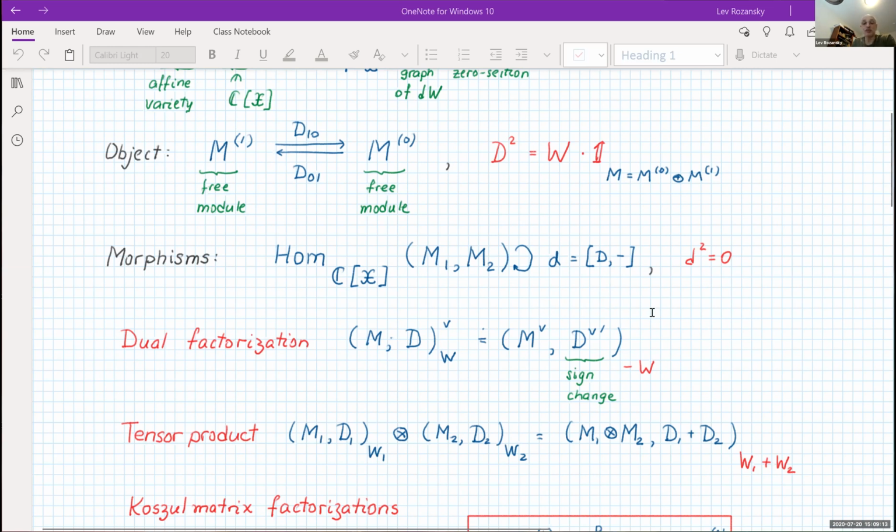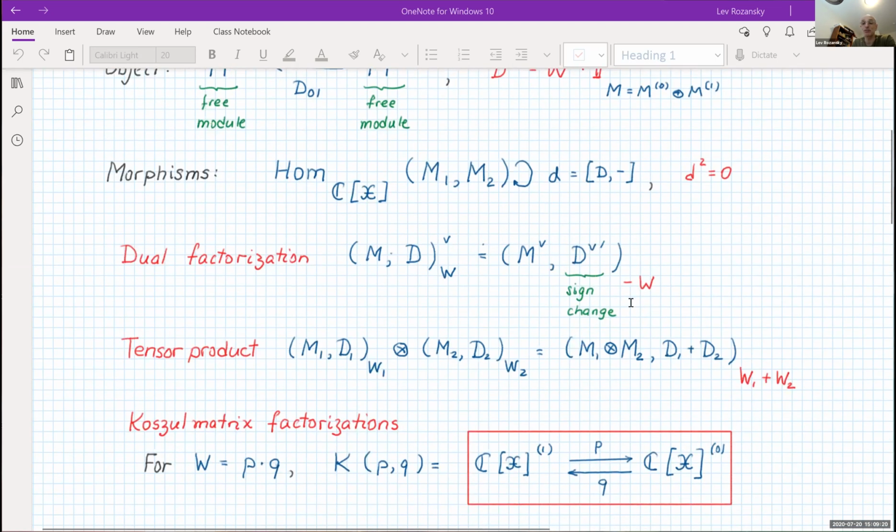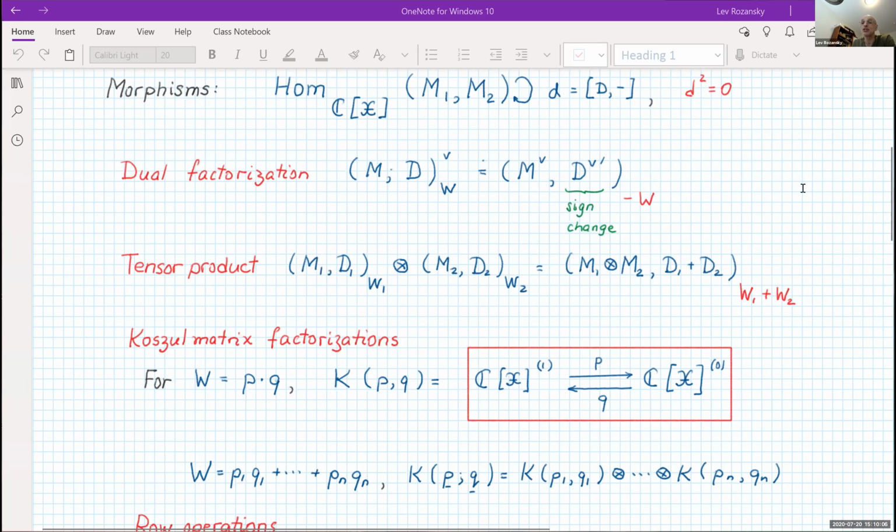There is a notion of dual matrix factorization. For a given matrix factorization, its dual is a factorization of the opposite superpotential, negative W, and there is a slight change of sign in the twisted differential so that it will square to negative W. One can also tensor multiply two matrix factorizations over the same variety, and you tensor multiply the modules and add the twisted differentials. As a result, the square will be the sum of superpotentials, because d1 plus d2 squared is d1 squared plus d2 squared plus the anti-commutator between them, which is 0. So the squares add up, the superpotentials add up. This is an important technical feature.